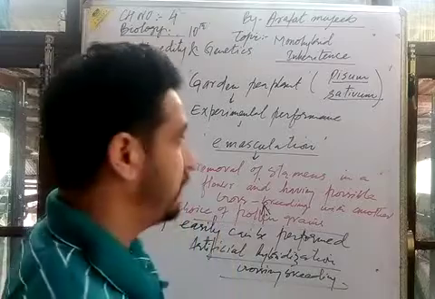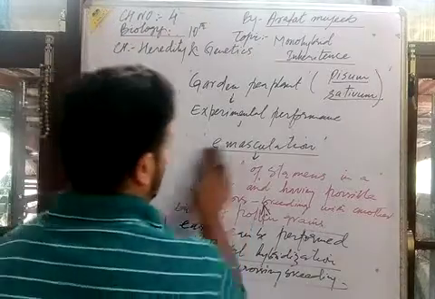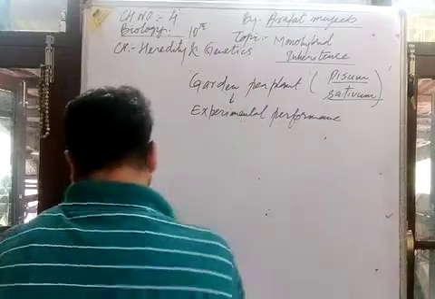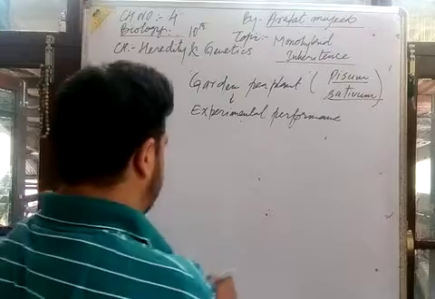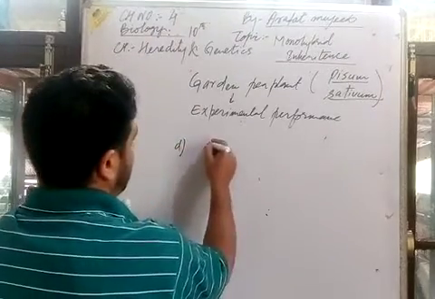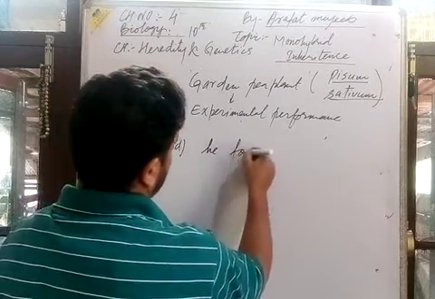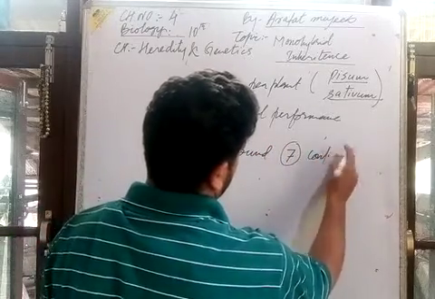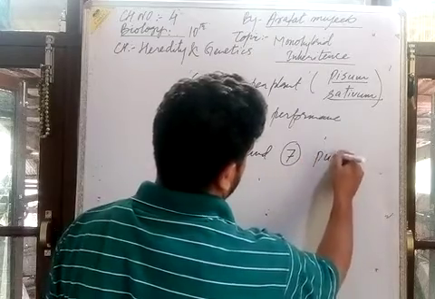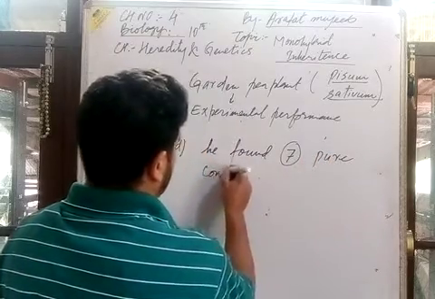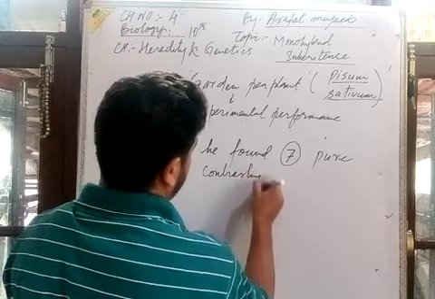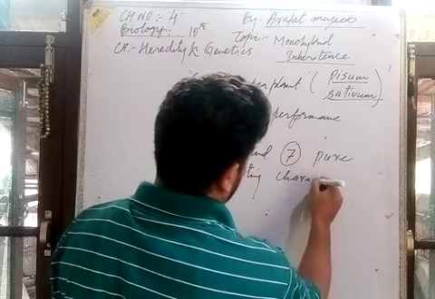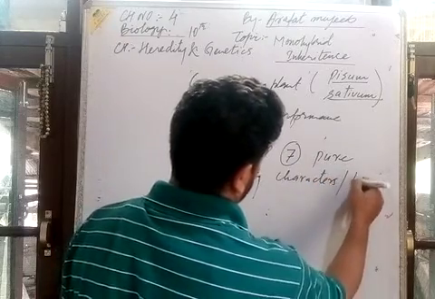Why did Mendel choose this type of plant? And the D part here: he found seven pure contrasting characters, or traits.